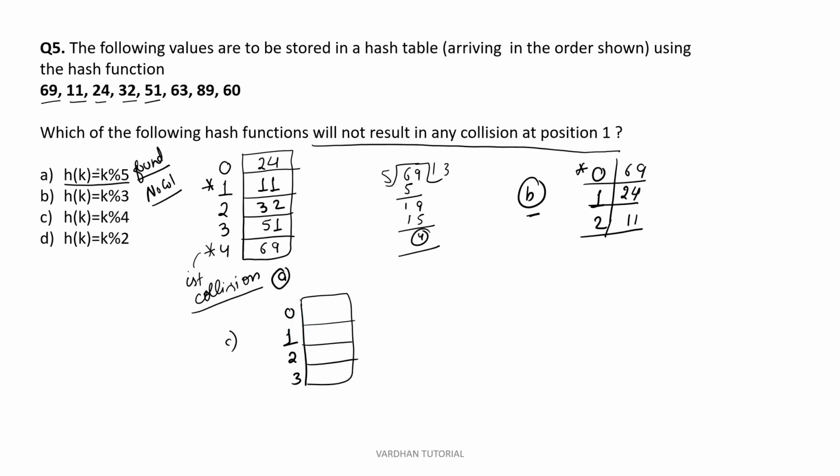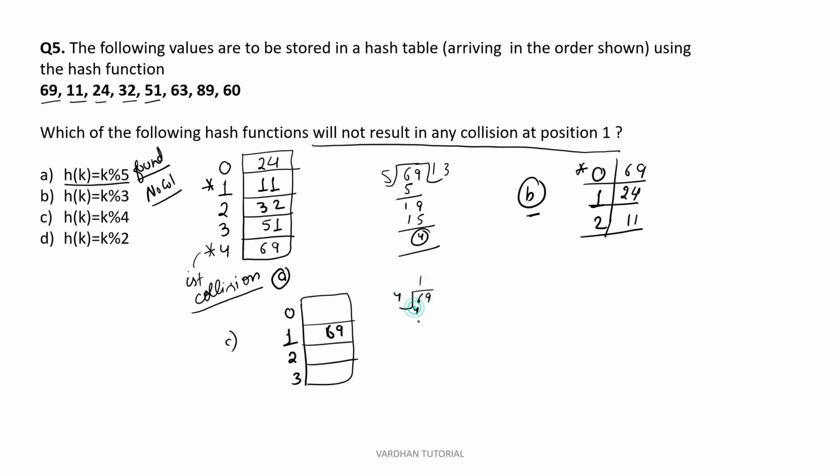Now 69 modulus 4, we will get 1. So 69 will be written here. Then 11 modulus 4, 4 twos are 8, remainder will be 3.